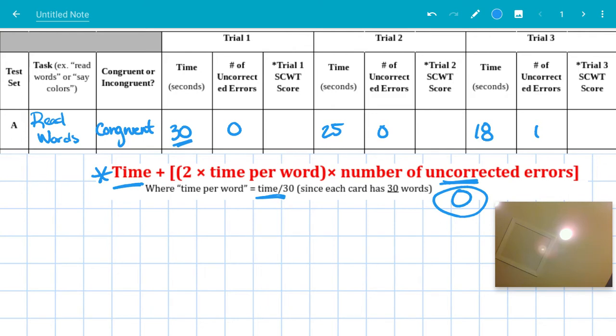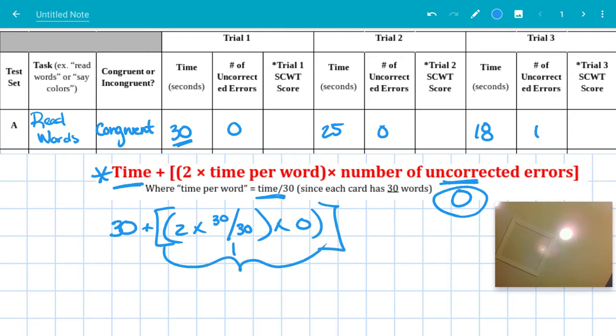So the first time my partner had a 30 plus, and then 2, actually I should have done brackets there, 2 times the time per word was 30 seconds for 30 words, which is a 1, times the number of errors, a 0. And that's all together. This whole thing equals 0. So my first SCWT score was a 30. That means my second SCWT score, also because they had 0 errors, is a 25.